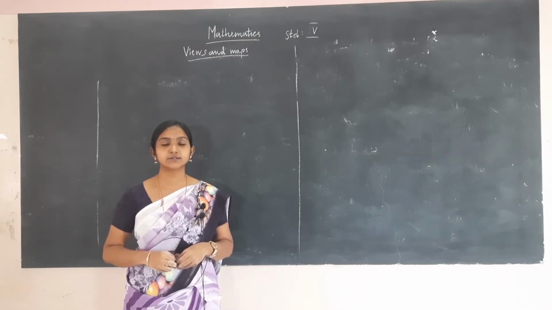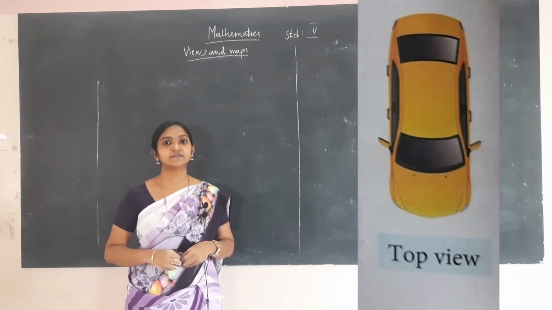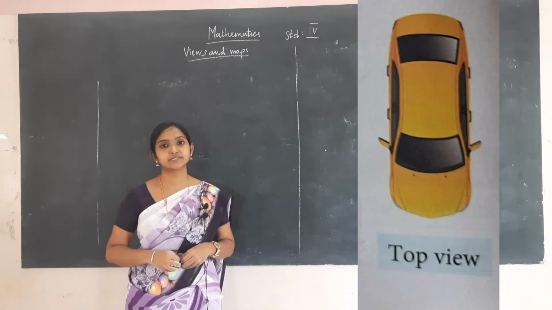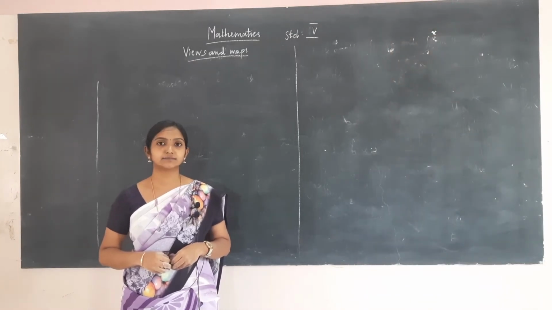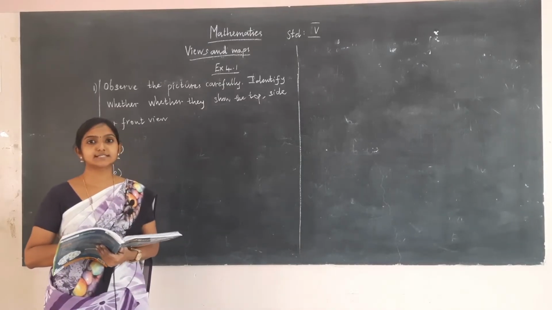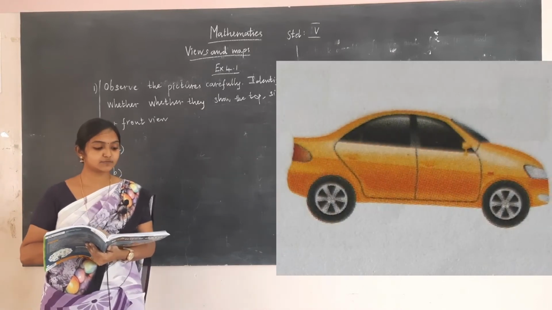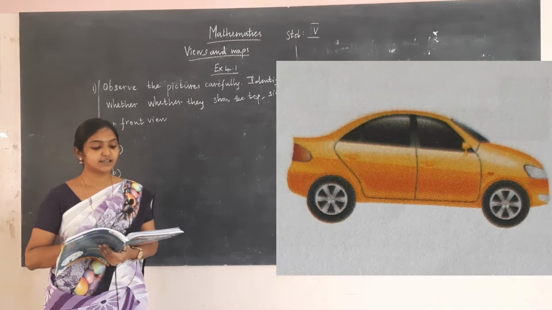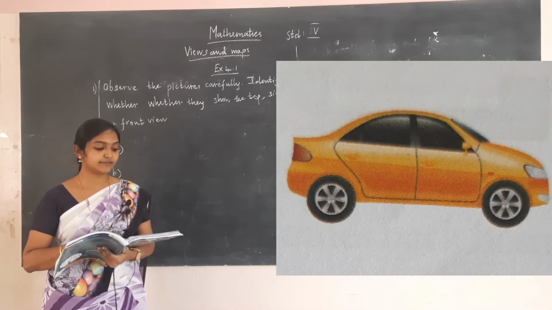Rajiv's father is looking at the car from the first floor. He is looking at the top view of the car. Any object that is viewed from the top is the top view of the car. Now we are going to solve exercise 4.1. The first problem is, observe the pictures carefully. Identify whether they show the top, side or front view.